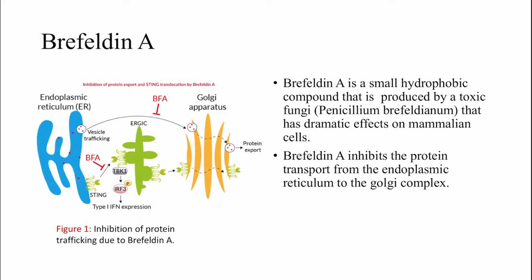By looking at figure 1, you can see that BFA, which is also Brefeldin A, once it is introduced to a system, will inhibit the protein traffic going from the endoplasmic reticulum to the Golgi apparatus. This is prohibiting the protein traffic from going from the ER to the Golgi.